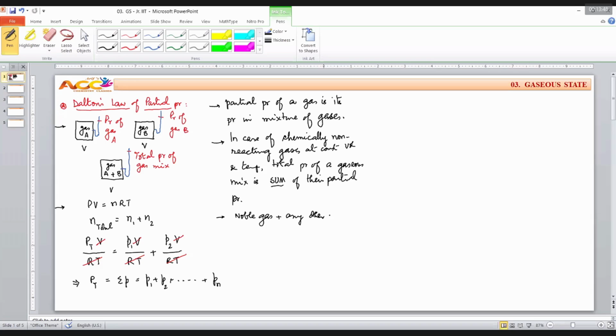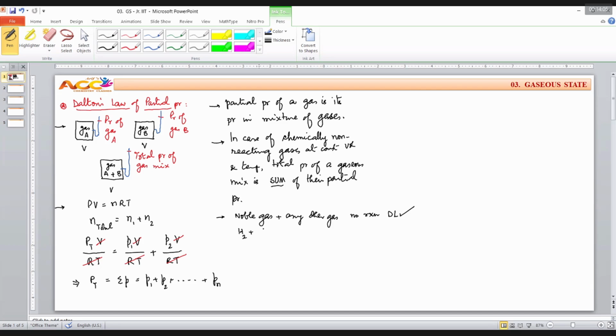Noble gas means what? Sir, they do not react chemically. Therefore, no reaction. When there is no reaction, Dalton's law is applicable. No reaction, Dalton's law is applicable. Okay, sir, no problem.